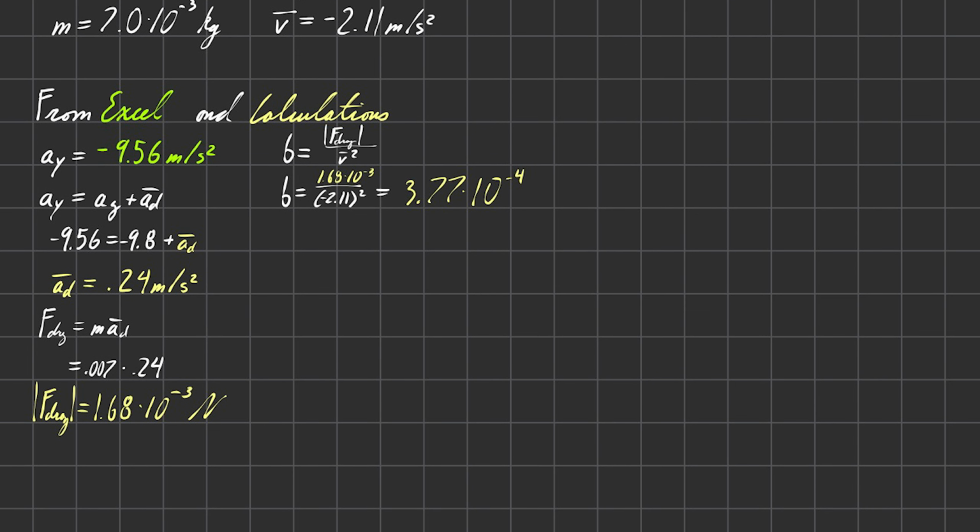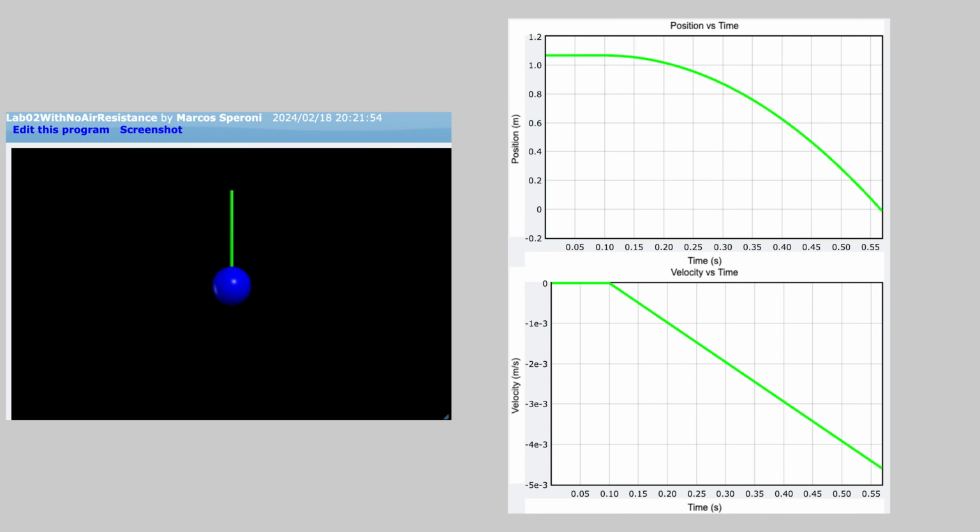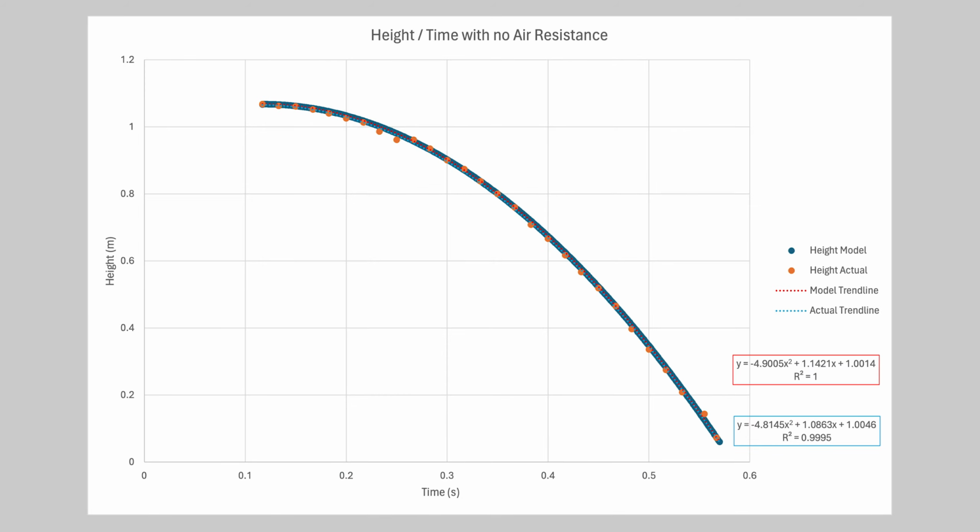In the first model, I did not account for the force of drag. On the screen, you can see the code that I used and the following graphs and model. And then here we have the comparison between the actual data and the model's graphs.